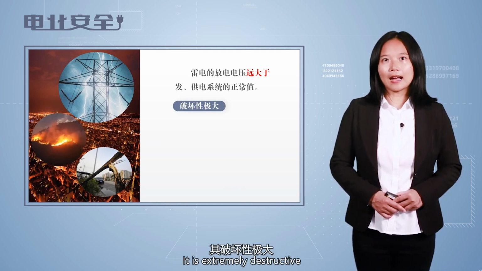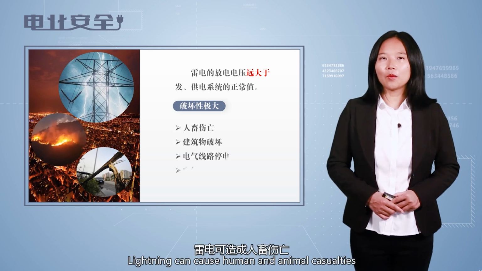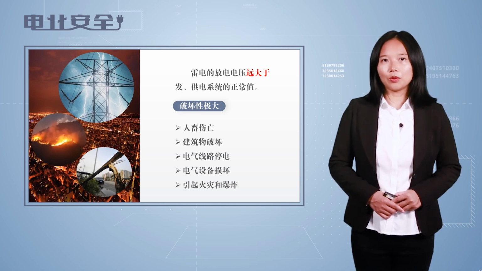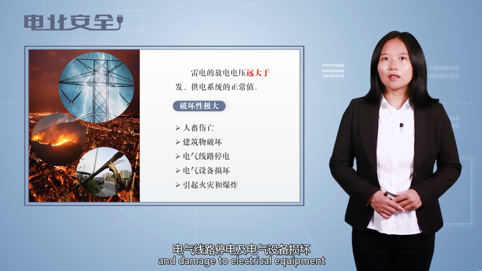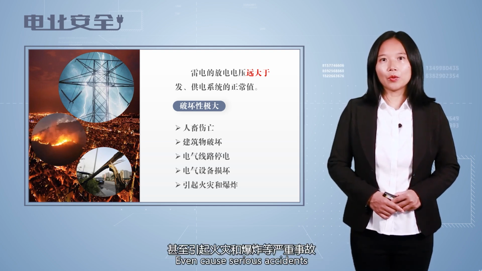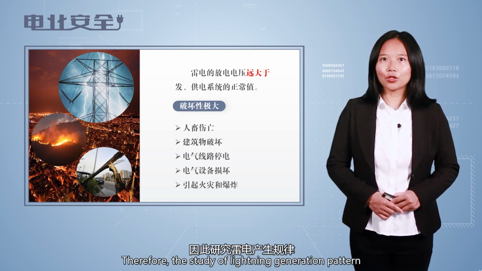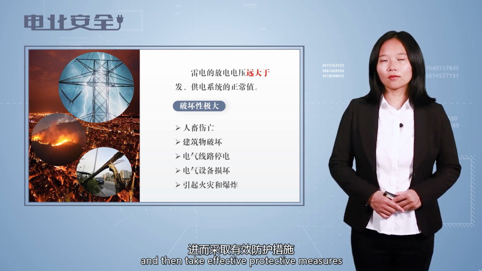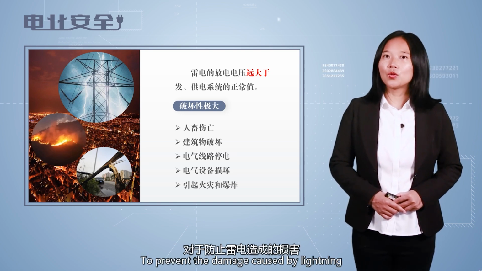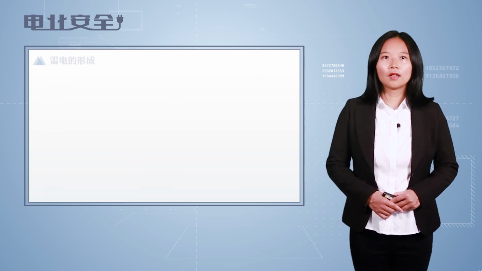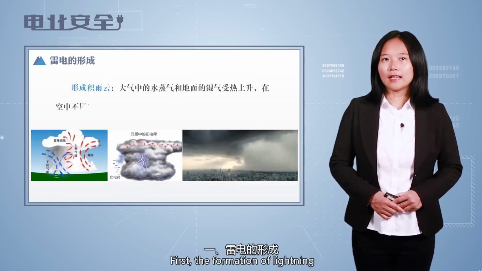It is extremely destructive. Lightning can cause human and animal casualties, damage to buildings, electrical line outage, and damage to electrical equipment. It can even cause serious accidents such as fire and explosion. Therefore, studying the lightning generation pattern and taking effective protective measures to prevent the damage caused by lightning has important significance. First, the formation of lightning.